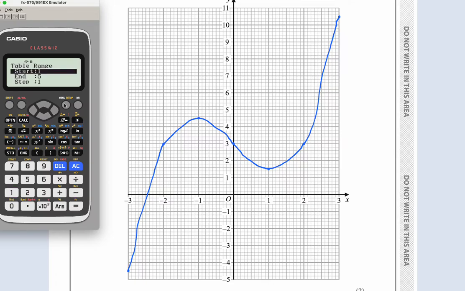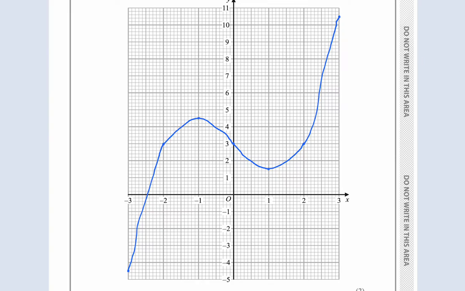Skip that g of x. Start at, I don't know, it doesn't really matter, but let's go minus 3 to 3. Step 1 is fine. And now it gives me the points. Now I don't even need to write out this table, but I just need 2 points. So I could go minus 3, 2, which is here.